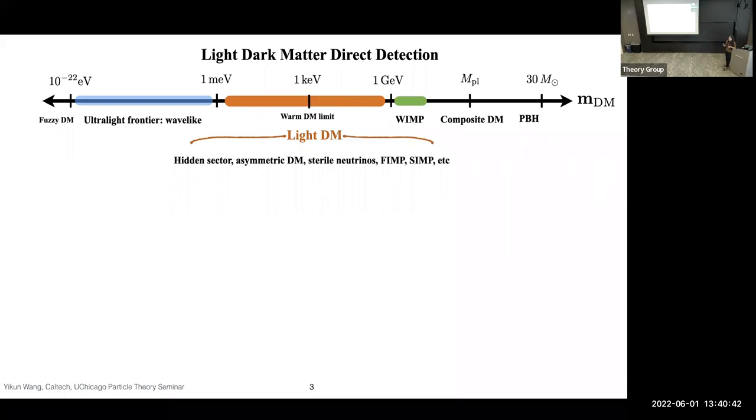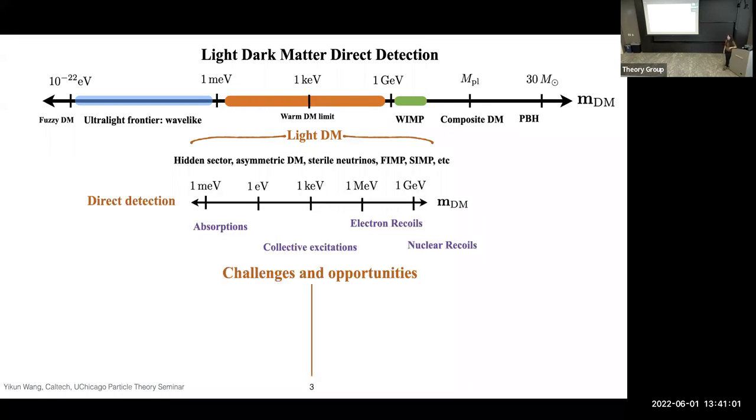And there are a lot of theoretically motivated candidates here. You can think about hidden sectors, asymmetric dark matter. I'm not going to read all of them, like feebly interacting massive particles, but nevertheless, we are trying to see these particles, if there is any dark matter, that can show up in direct detection experiments in this mass range.